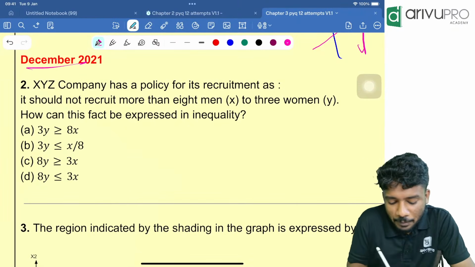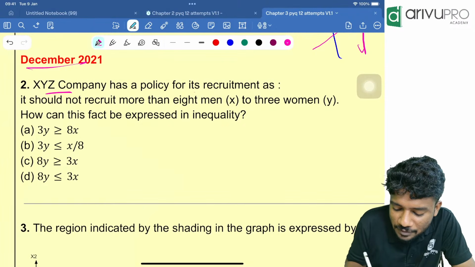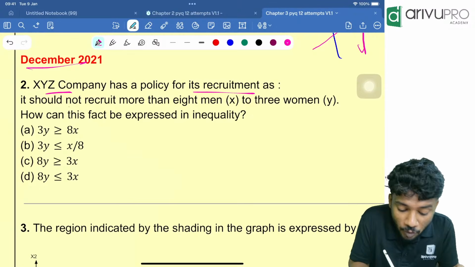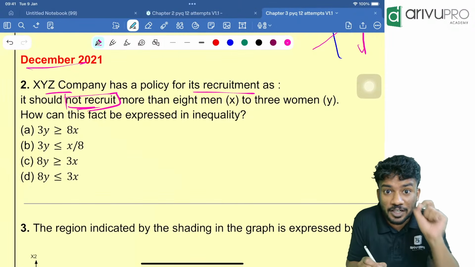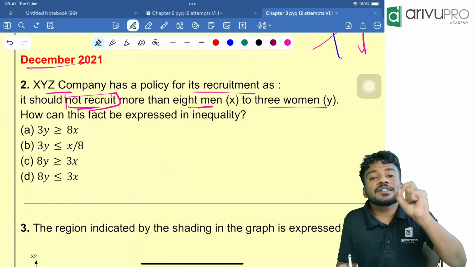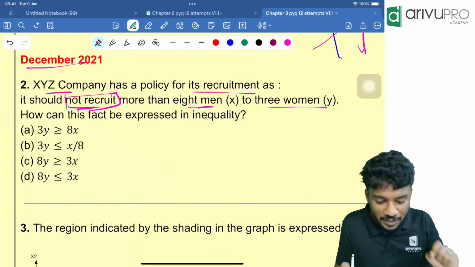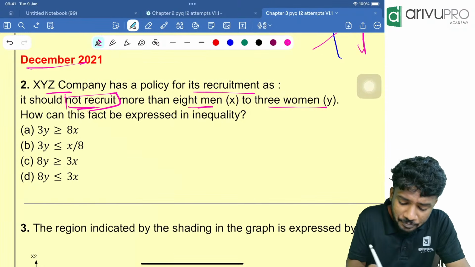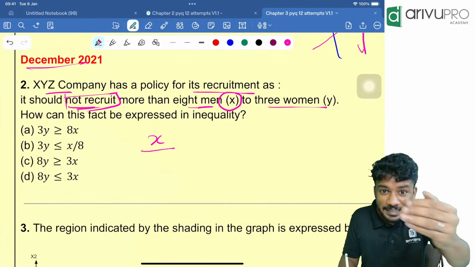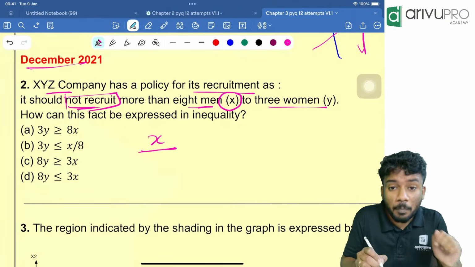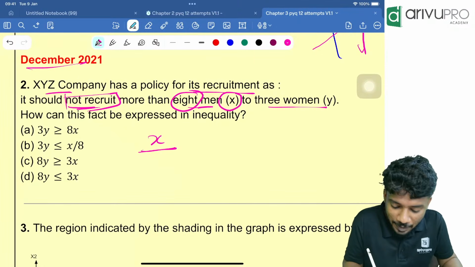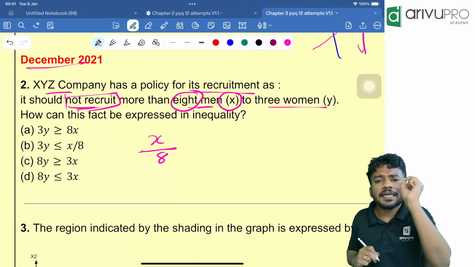December 2021. XYZ company has a policy for its recruitment: not recruit, very important word, not recruit more than 8 men to 3 women. What is the shortcut for solving such a type of question? I told you already. So people, here we are taking men as x. Then write a divide sign, x by 8. Not recruit more than 8 men, so 8 men. So write it like this, x by 8.